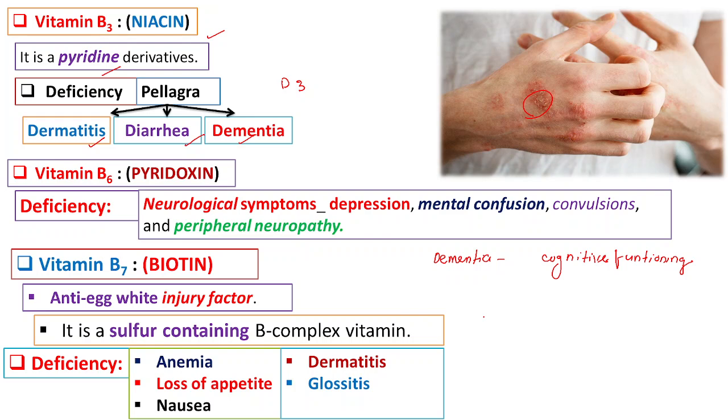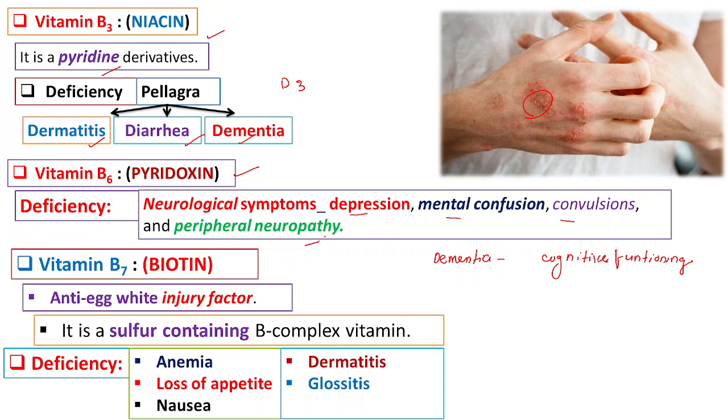Next vitamin is vitamin B6, pyridoxine. Pyridoxine deficiency causes neurological symptoms like depression, mental confusion, convulsions. What do you mean by convulsion? Rapid involuntary muscle contraction will occur that causes uncontrollable shaking of limb movement, right? Next is peripheral neuropathy, which occurs when the nerves in the peripheral nervous system are damaged.